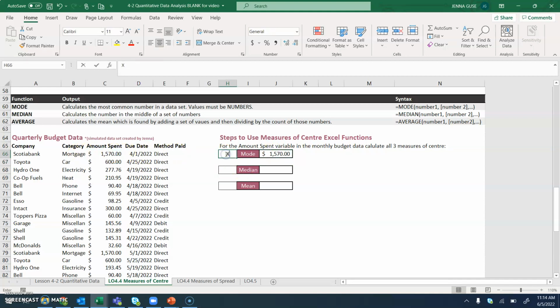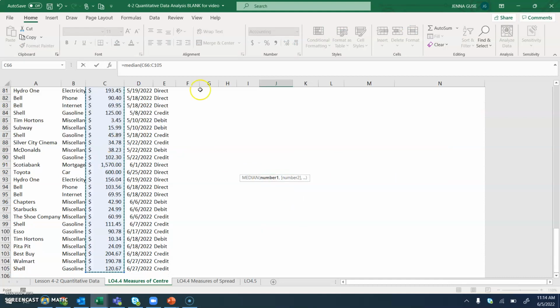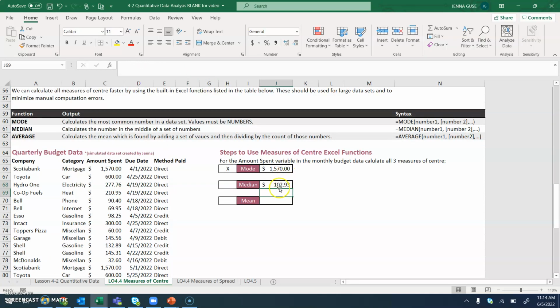For the median, I'm going to type in equals median and open a bracket, select all my amounts spent, close the bracket, and press enter. The median is then 102.93. That is the middle value. It's pretty low, which shows you that a lot of my payments are not that much money, less than $100. And then the second half would be above that 102.93 mark. So $100 is about the middle.